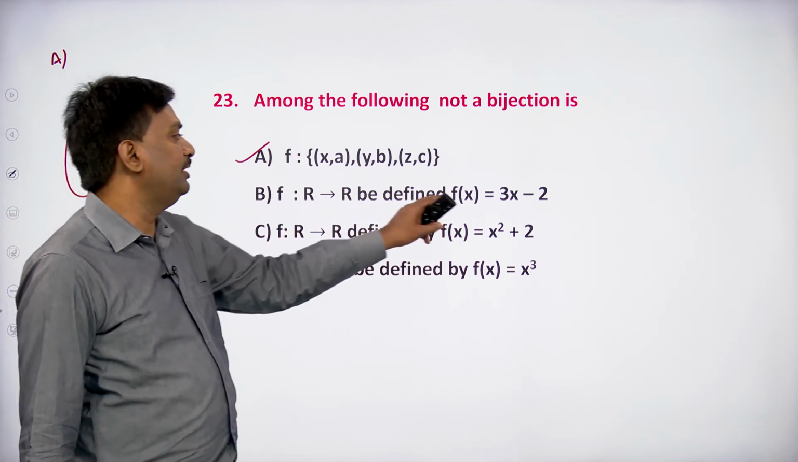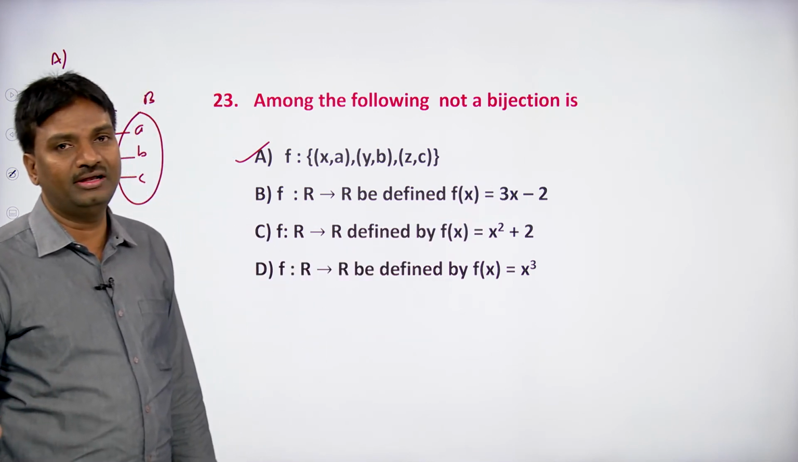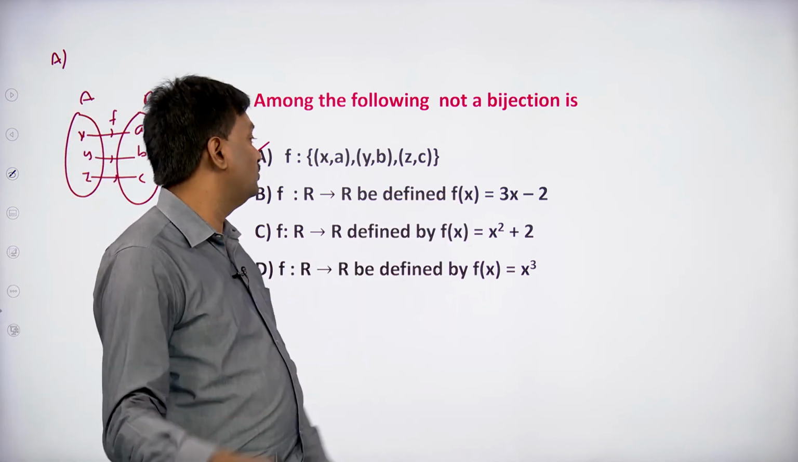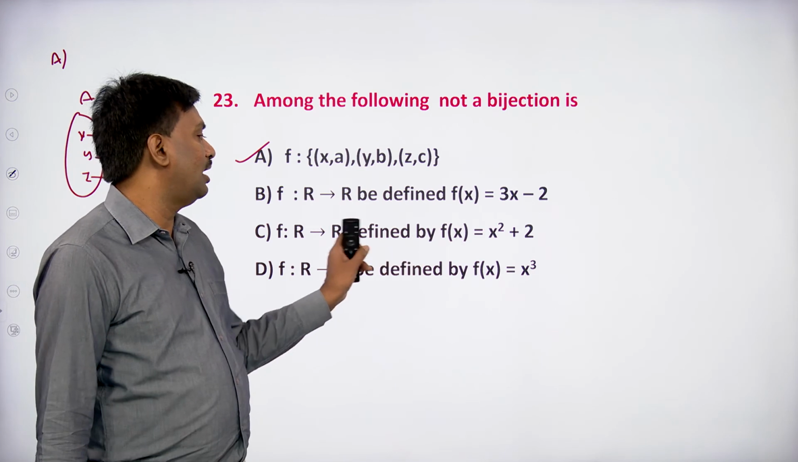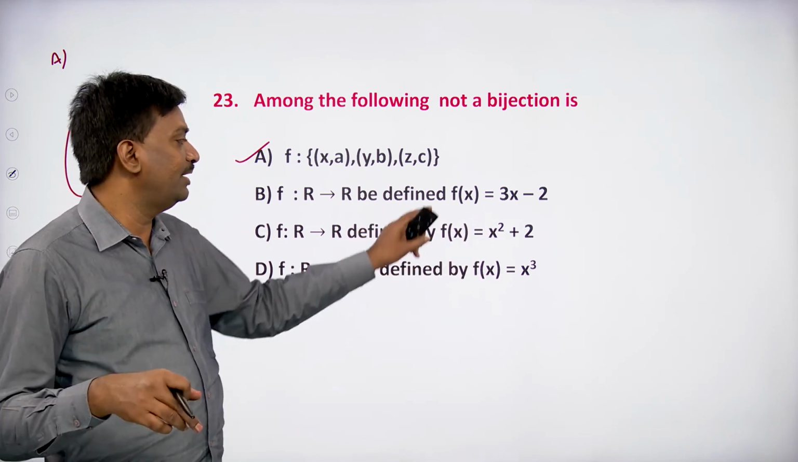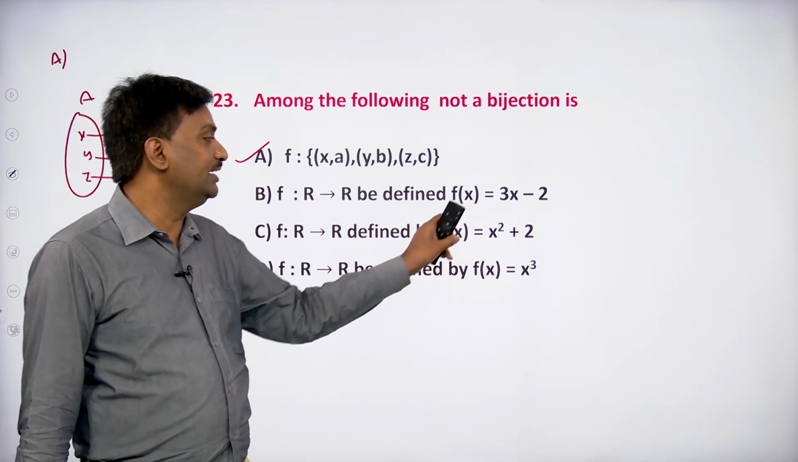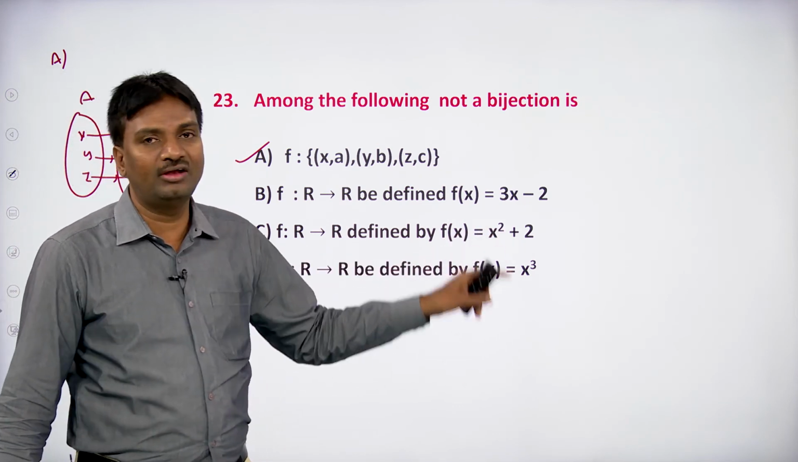If we take option B, f of x equal to 3x minus 2. In place of x, by taking different values, you will get that it is a 1-1 function and also an onto function. Option C: f maps R to R defined by f of x equal to x square plus 2. In place of x, by taking a positive real number or a negative real number, x square is always positive. So that's why this is not a 1-1 function.